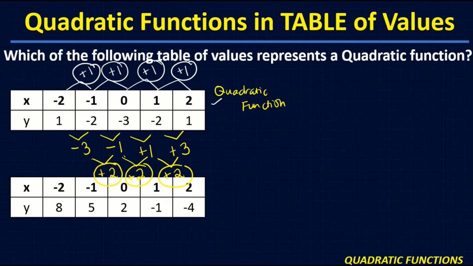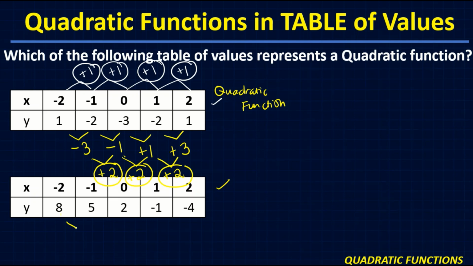Table number 2. How about if we have -2, -1, 0, 1, and 2 for the values of x, and we have 8, 5, 2, -1, and -4. As you can see, on the values of x, sunod-sunod siya: -2, -1, 0, 1, and 2. So, kapag ganyan na sunod-sunod, wala tayong problema kay x. Okay, this time, let us get the differences of y.